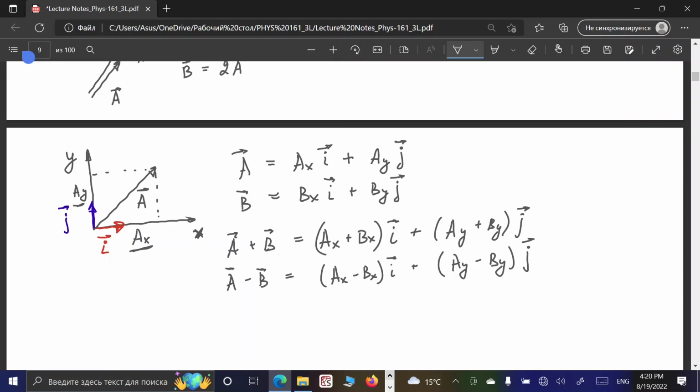We also need, besides adding and subtracting vectors, to multiply vectors. And there are two options to multiply vectors. That is dot product and cross product. So let us first start with dot product. And let us highlight first that dot product of two vectors gives us, as a result, some scalar number. So it means we go from two vectors to scalar.